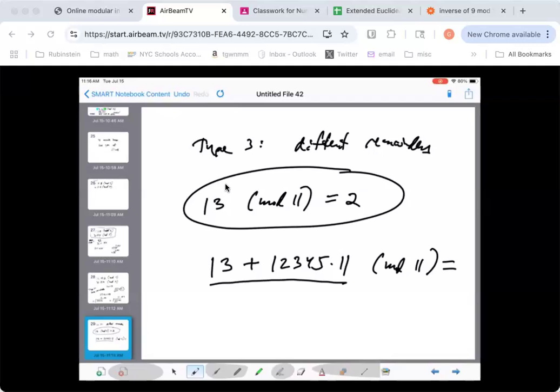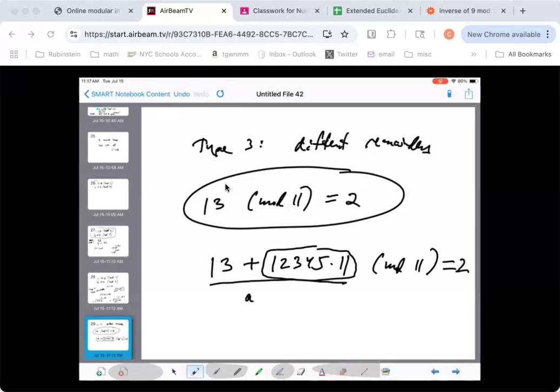Anyone have a suspicion about what the remainder would have to be? Okay, Lisa, you say 2, and that's right. Why do you think the answer is still 2? Because if you're dividing by 11, whatever you're multiplying by 11, that's going to go in evenly. So it's just going to be the same remainder no matter what you're multiplying 11 by. That's right.